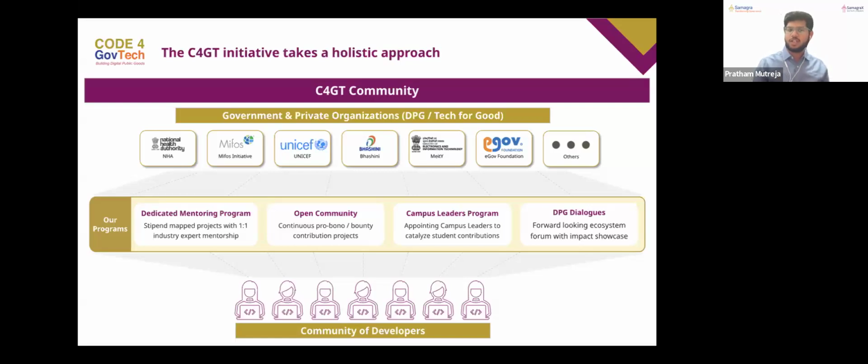So C4GT is coming into the picture and we are bridging this gap through various initiatives. Now, one of those initiatives is the dedicated mentoring program, regarding which all of us are here, and we'll be talking about that in detail. But before that, I'll quickly skim through the other three initiatives. First is the open community, where we have certain projects listed throughout the year which people can contribute to. Campus Leaders Program, we have nearly 25 campus leaders across colleges in India and abroad. And then DPG Dialogues is an ecosystem convening which happens every year.